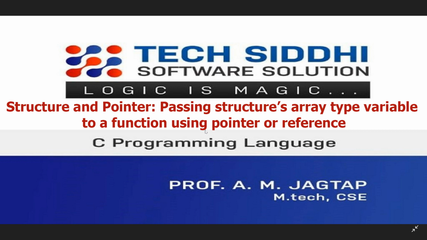Structure is a user defined data type which stores non-homogeneous data elements together in a single entity called a structure. What is pointer? Pointer is a derived data type which stores the address of another variable of the same type. Means an int pointer p stores the address of another integer variable only.